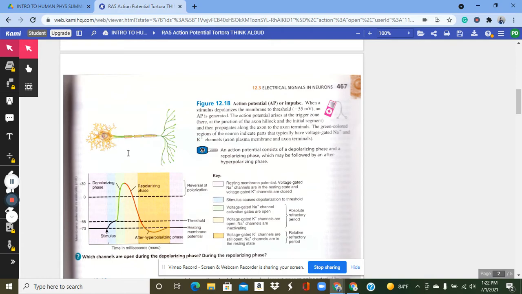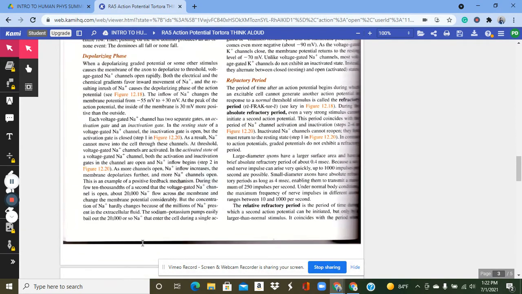Okay, right here. The inflow of sodium changes the membrane potential from negative 55 millivolts to positive 30 millivolts. At the peak of the action potential, the inside of the membrane is 30 millivolts more positive than the outside.